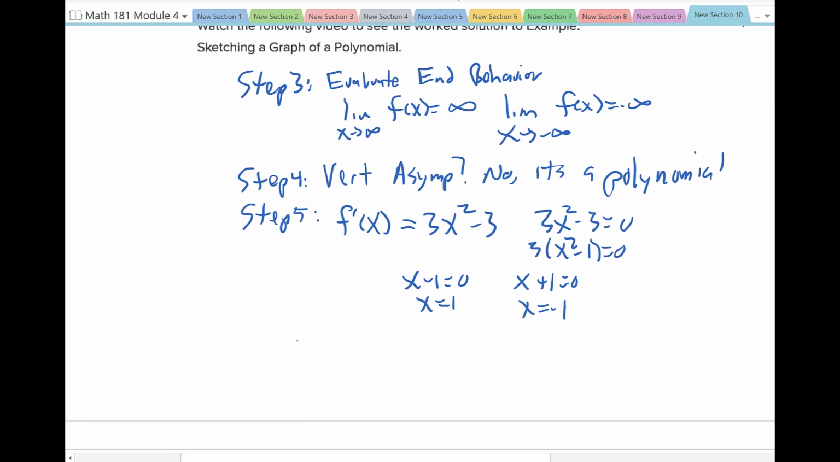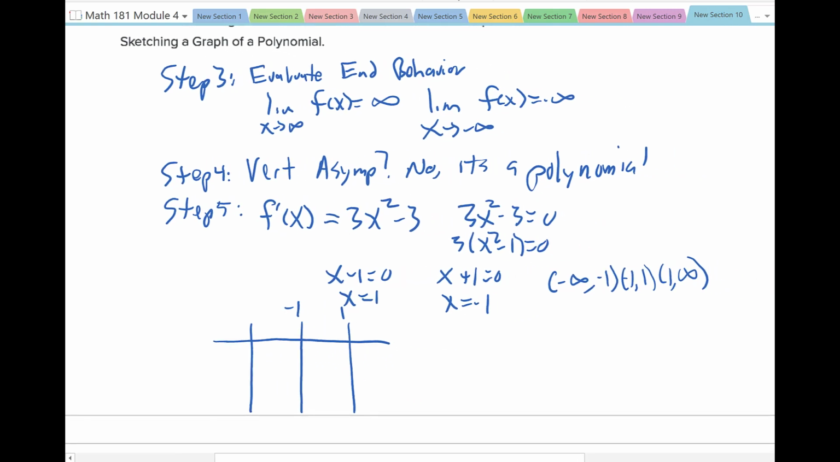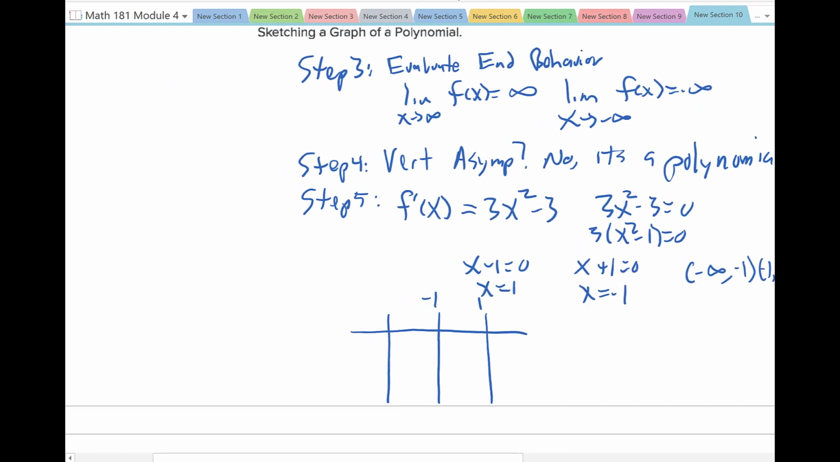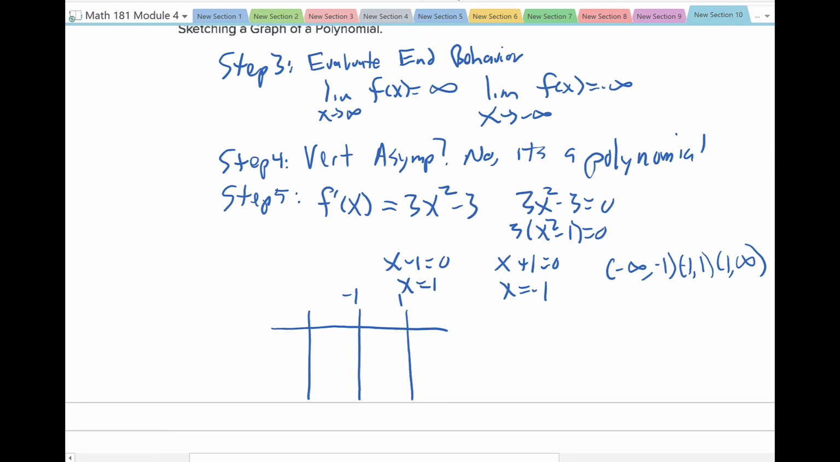And let's look at a chart here. So I know these critical values are at negative 1 and 1. And this is in reference to the first derivative because we're going to try to find the behavior that has to do with the slope. So where's it increasing and decreasing essentially? We have these intervals: from negative infinity to negative 1, from negative 1 to 1, and then 1 to infinity. Those are the intervals.